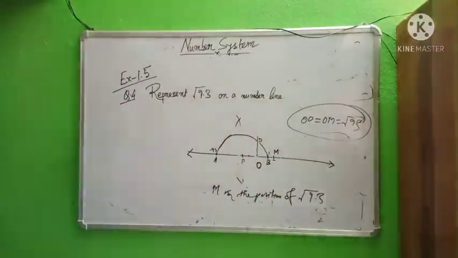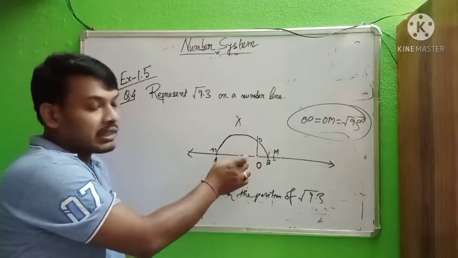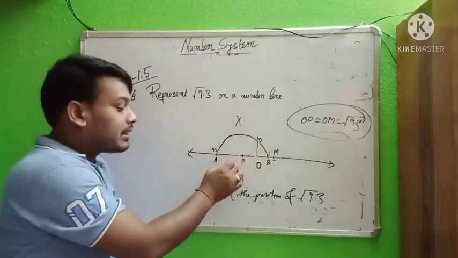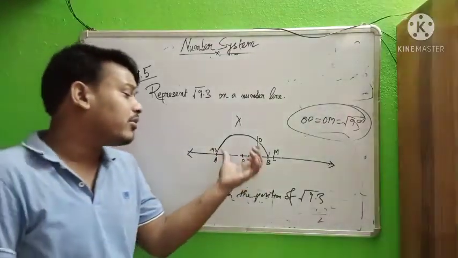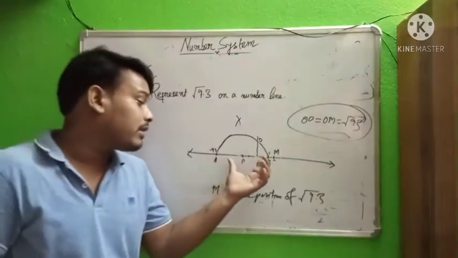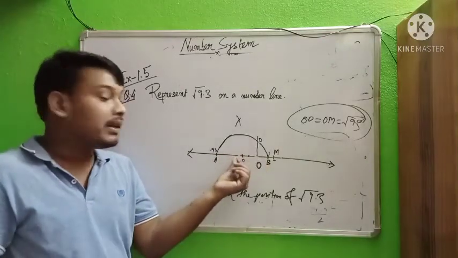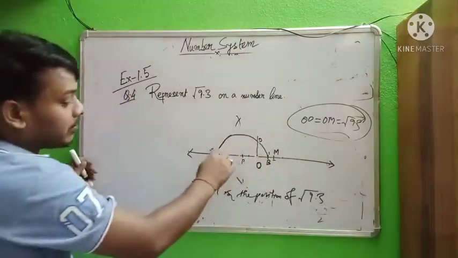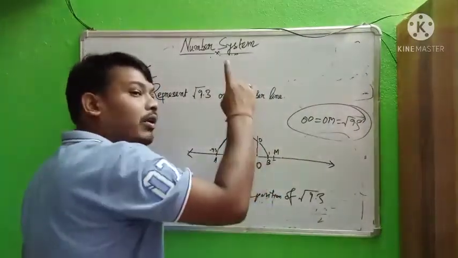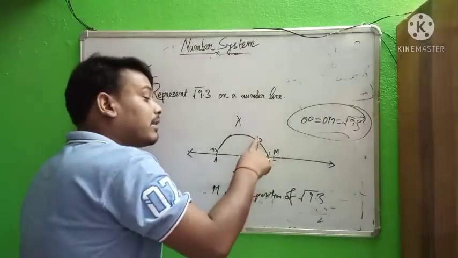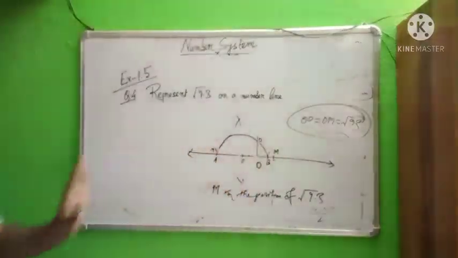Now the next step is to bisect AB. If we bisect AB, the bisector cuts at P. Therefore P is the midpoint of AB. Now we draw a semicircle with radius AP or BP, and P is the center. If we draw the semicircle, it will look like this. The next step is at point O we draw a perpendicular. The perpendicular cuts the semicircle at point D. Then OD is the value of root over 9.3.